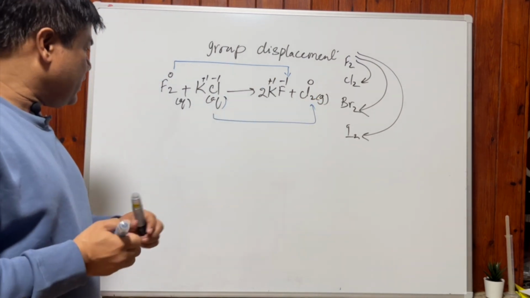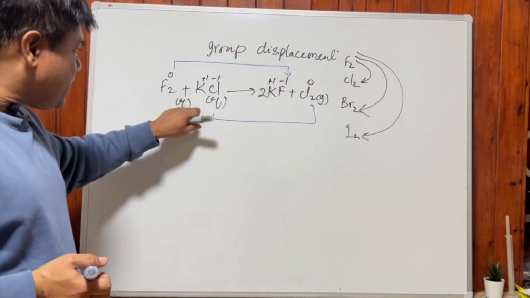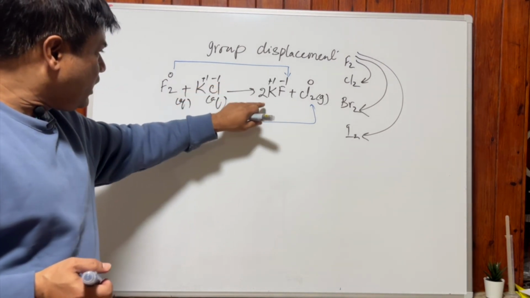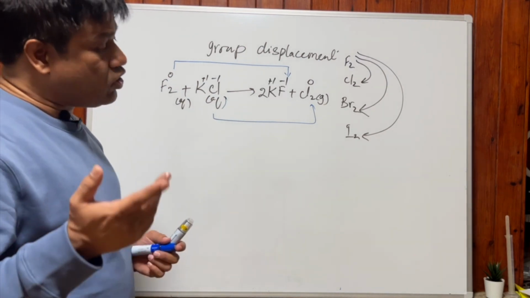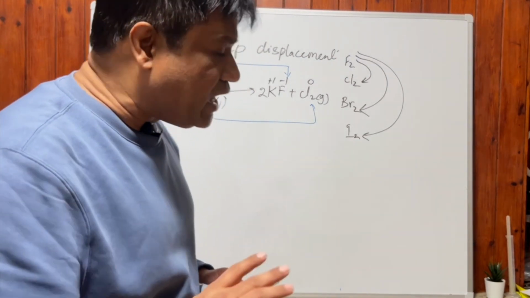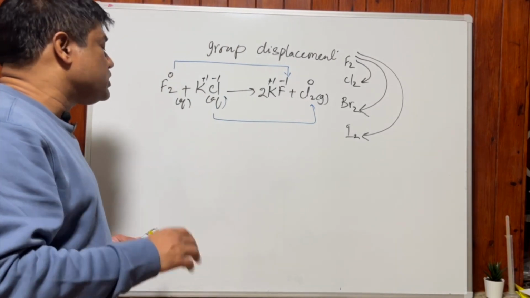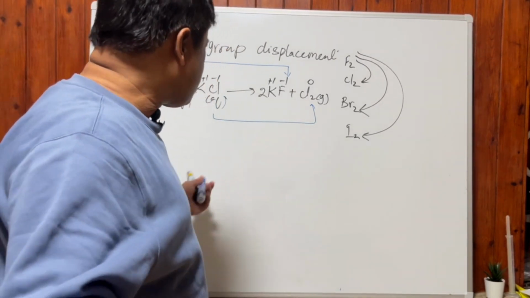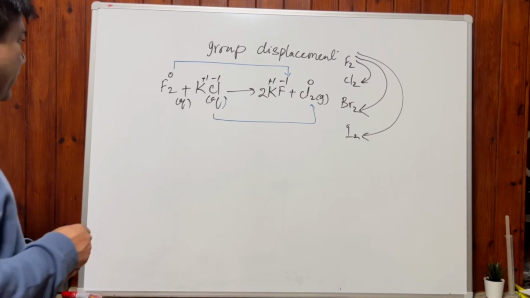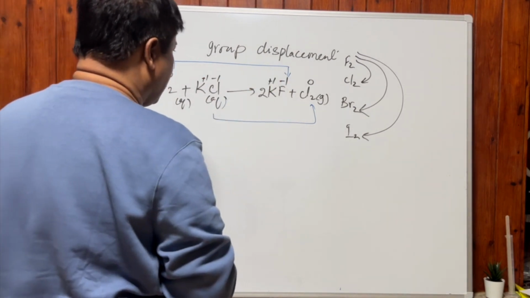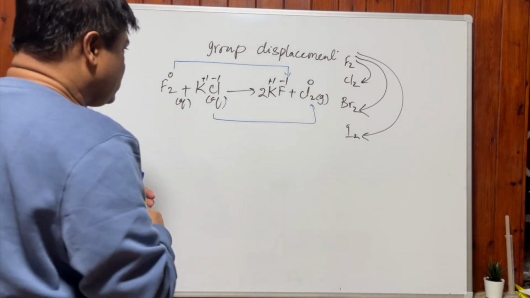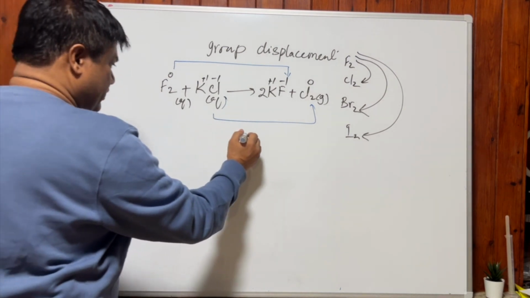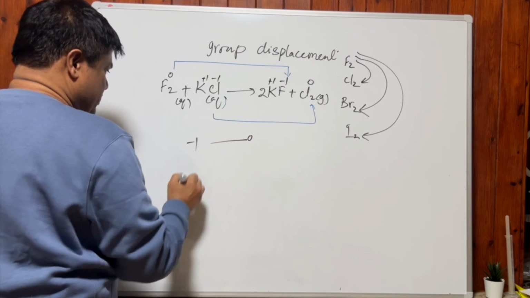Can you notice that? There will be no change in the oxidation state of the K. So if there is no change in the oxidation state of any element, that element is called a spectator ion. It's just watching the reaction, no change. Look at that, 0 to minus 1. Guys, increase or decrease? 0 to minus 1, going back.